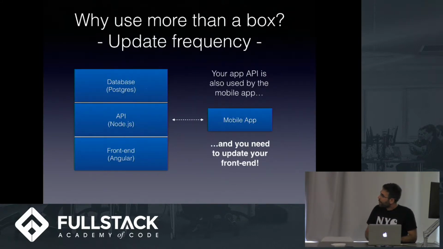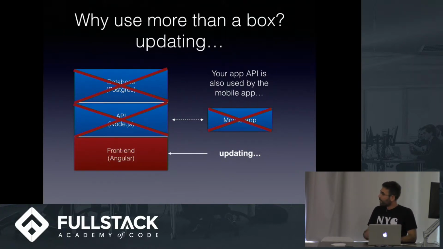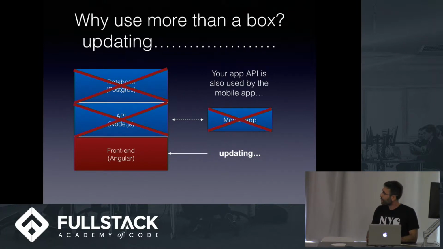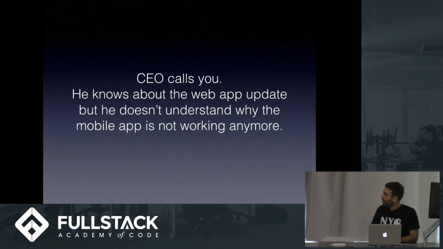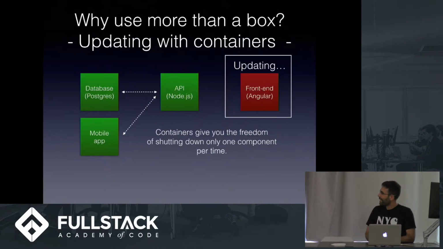And because your API is serving data to your mobile app as well, if you run everything in the same box and you have to update your front end, once you start the updating process, your API and your database are down, and your mobile app is down as well. And then you run into more troubles, even more troubles, and the CEO calls you because he's okay with the web update, but he doesn't actually understand why the mobile app is not working anymore, and try to explain that to me.